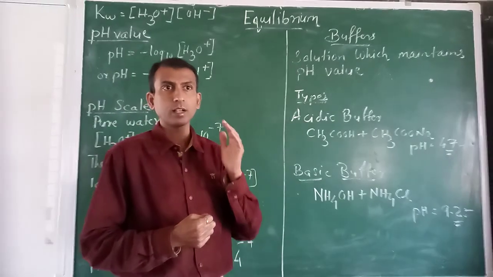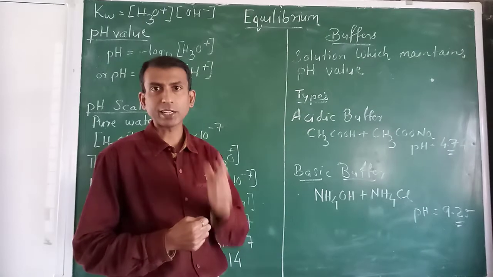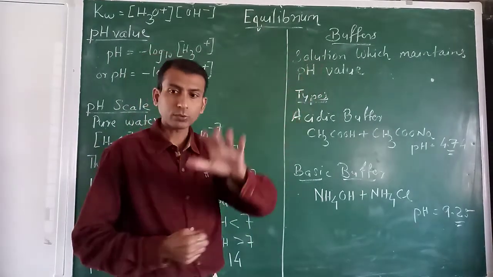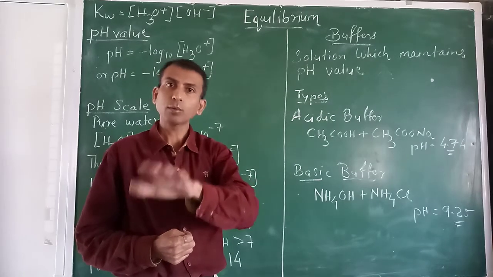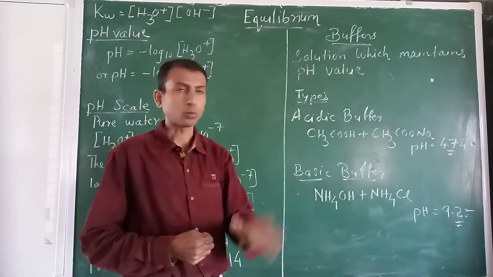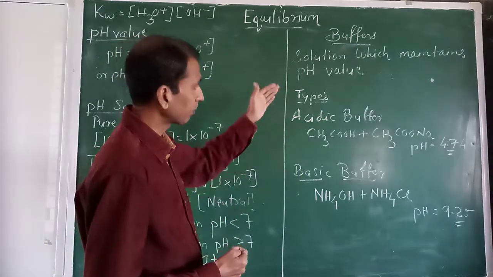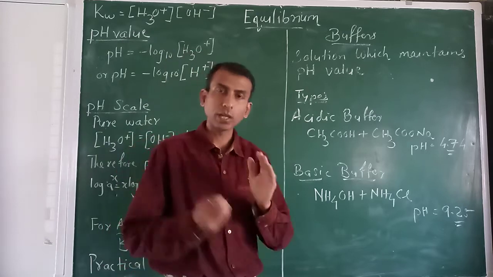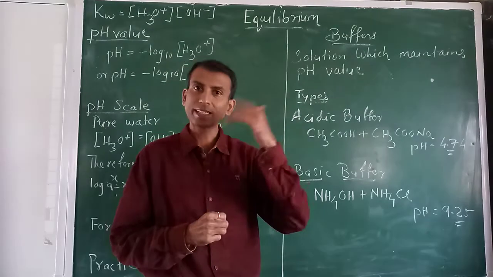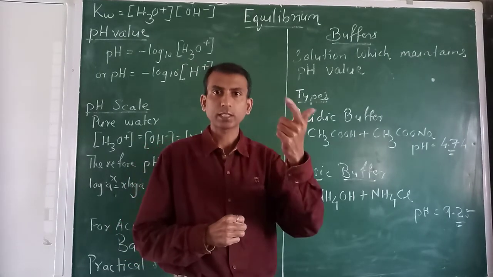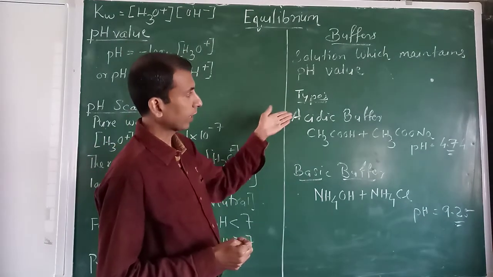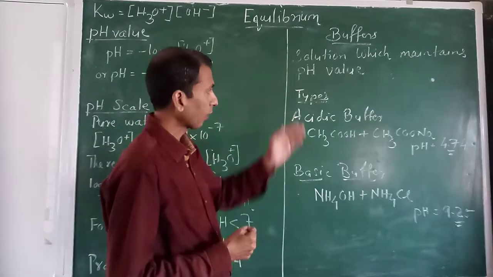Now buffers are the solutions which will maintain the pH value of the medium or of the solution in which a particular process is carried out. And these buffers are of two types. Today we are just going to study the types of buffer, and how the buffer maintains the pH value, वो हम लोग नेक्स्ट लेक्चर में पढ़ेंगे. मैकेनिज्म कहते हैं उसको. So for types of buffer, we have acidic buffer first.